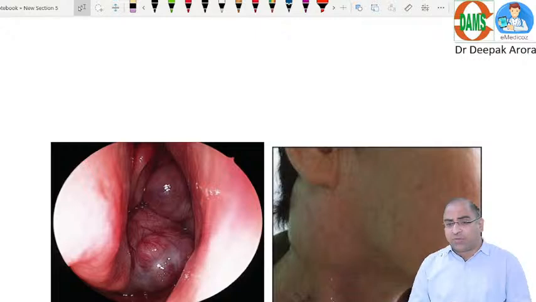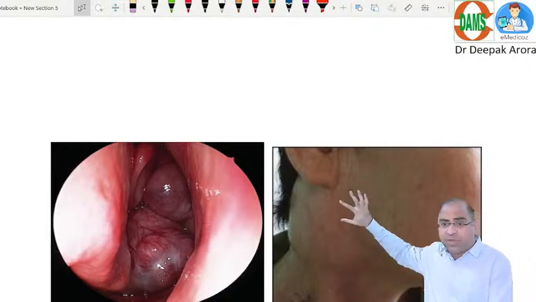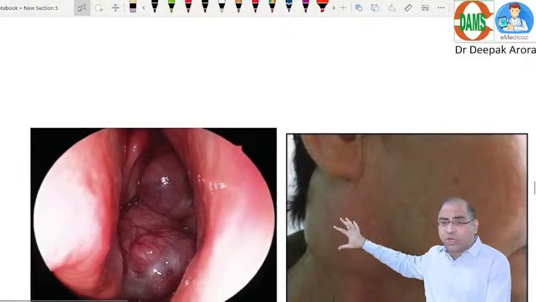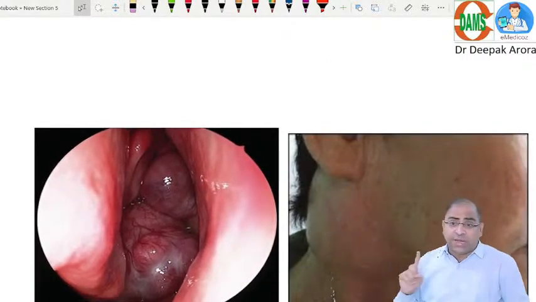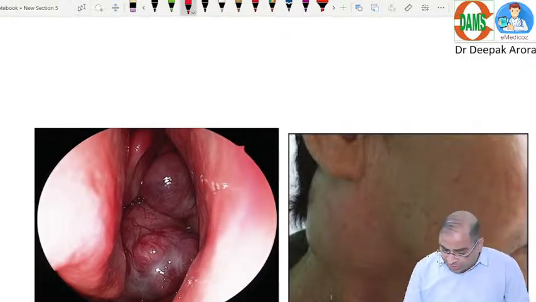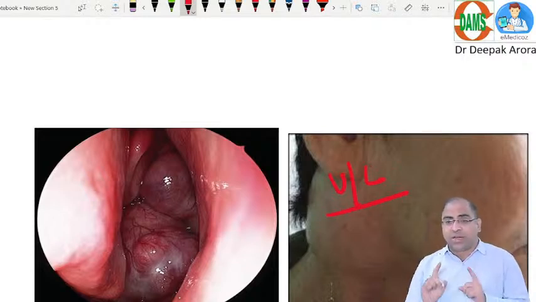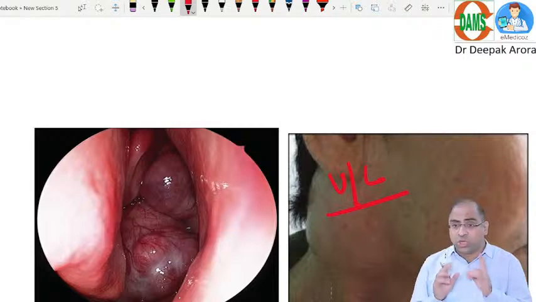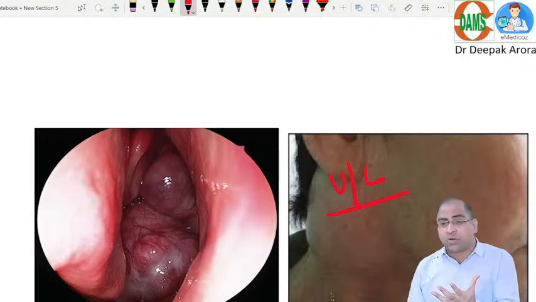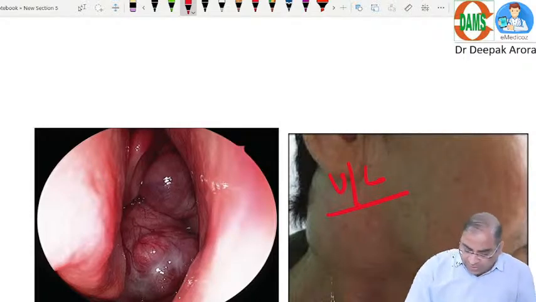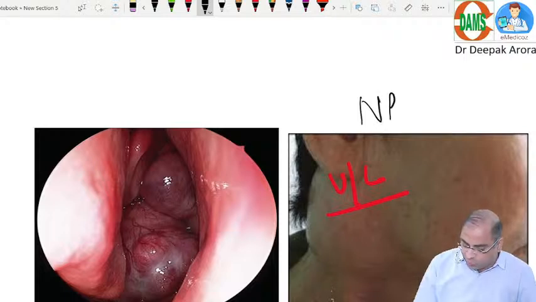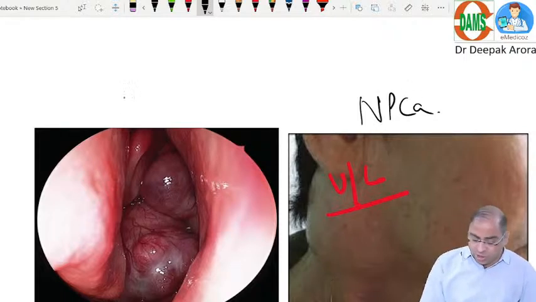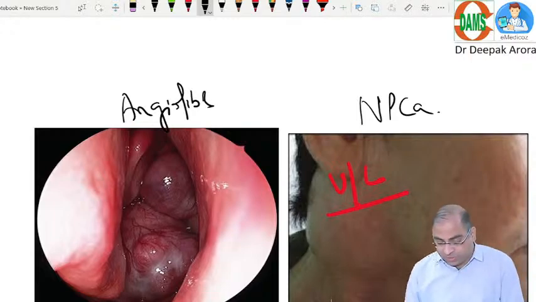Coming back, I'm showing you two slides. From either of these two slides, one MCQ will be there. Either they will give you a 60 or 70-year-old male patient with a unilateral neck swelling, which is nasopharyngeal carcinoma, or they can show you a young boy, a 14-year-old with a reddish mass in the nose, which will be angiofibroma. Either the MCQ will be on nasopharyngeal carcinoma or on angiofibroma. Just remember this point.